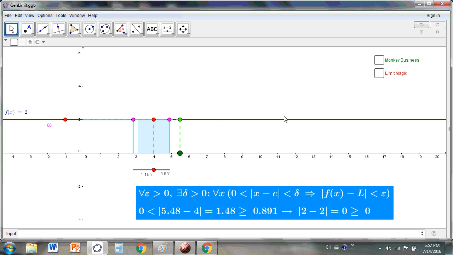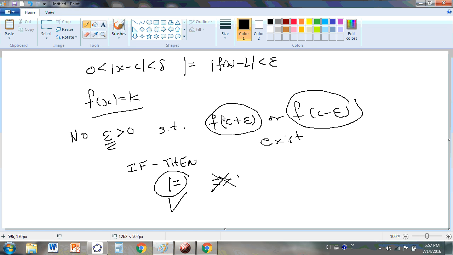in the definition. So this particular statement here again, in terms of epsilon, fails for the constant function for the very reason that, as I discussed a minute ago, neither f(c + ε) nor f(c - ε) exist if epsilon is greater than 0. So epsilon greater than 0 becomes totally irrelevant.